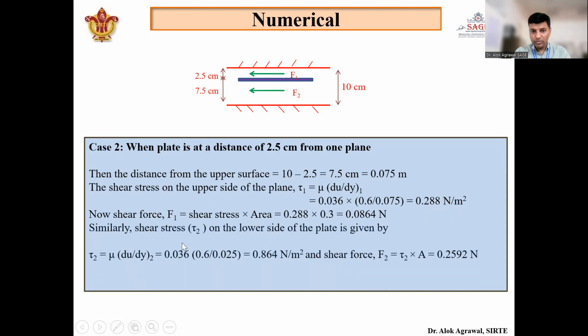Now F2 निकालने के लिए हमको tau 2 निकालना पड़ेगा. Tau 2 के लिए हमारा dy 2 आ जाएगा 0.025 सेंटीमीटर. यहाँ पे F1 F2 उल्टा लिखा गया, ये F1 रहेगा ये F2 रहेगा, कोई बात नहीं. तो 0.036 into this one and we get tau 2 as 0.864 and after multiplying it with the area we get F2 as 0.259. So what will happen now? We have to add this F1 and F2 to get the total drag force and it is 0.3456.